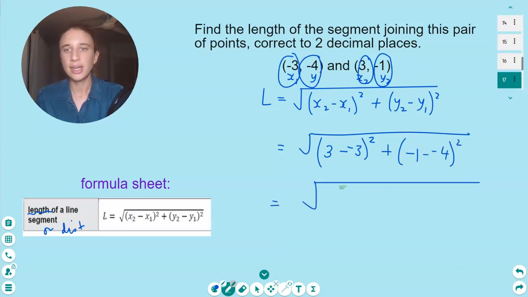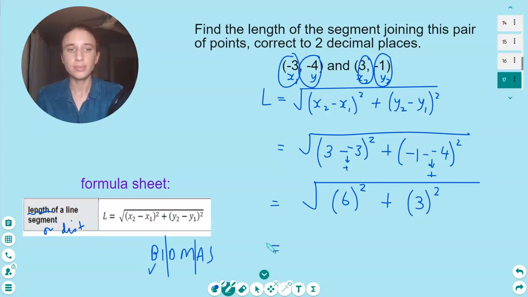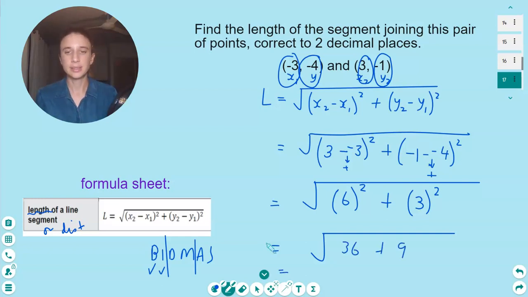Now when it's like that, you can simplify it a little bit. That's the same as saying 3 plus 3, and that's the same as saying negative 1 plus 4. So let's do it. BIDMAS, simplifying underneath that square root sign. 3 plus 3 is 6, so simplifying inside the brackets. So 6 squared plus negative 1 plus 4 will give me, in the positives, 3 squared. Indices now, forgetting about the big square root sign for now. 6 squared is 36 plus 9.